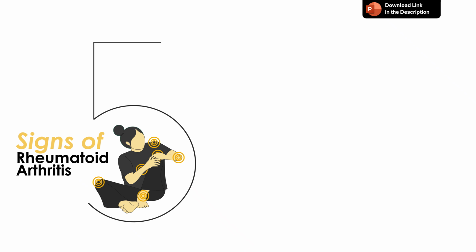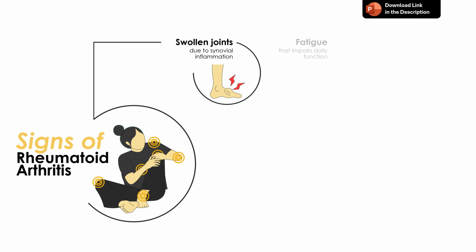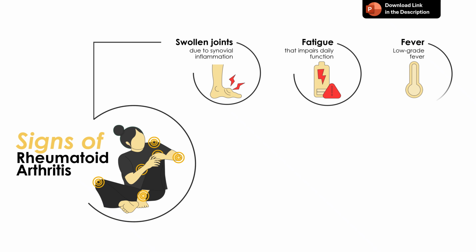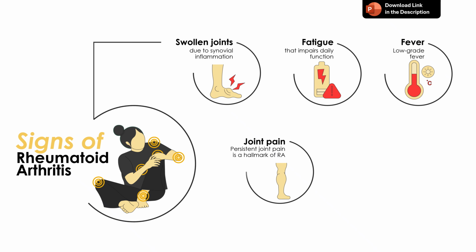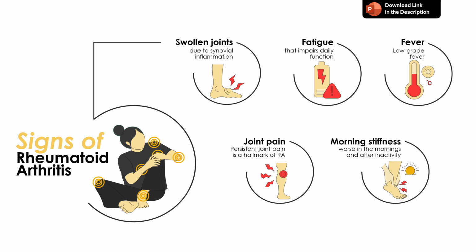RA presents with distinct clinical signs. Swollen joints are visibly enlarged due to synovial inflammation, often accompanied by debilitating fatigue that impairs daily function. Patients may experience low-grade fever. The hallmark symptom is persistent joint pain, typically worsening after periods of inactivity. Characteristic morning stiffness lasts more than 30 minutes, distinguishing RA from mechanical joint disorders. These symptoms collectively signal active autoimmune processes affecting multiple joint systems.